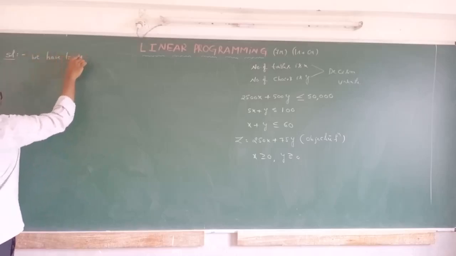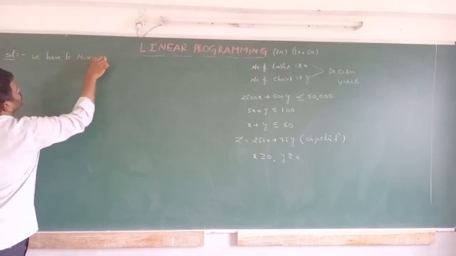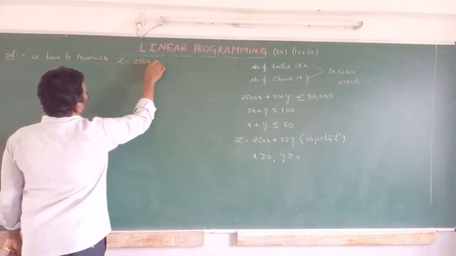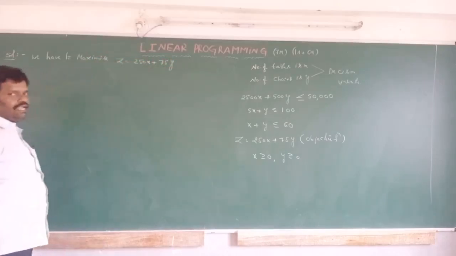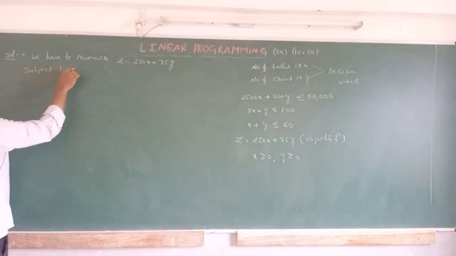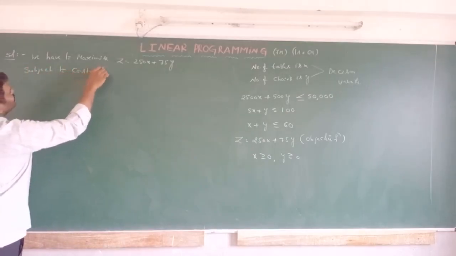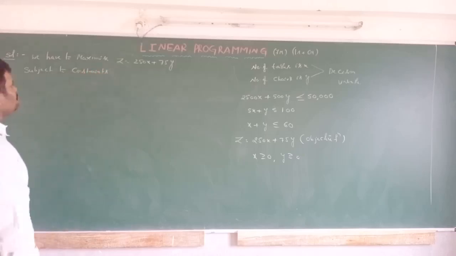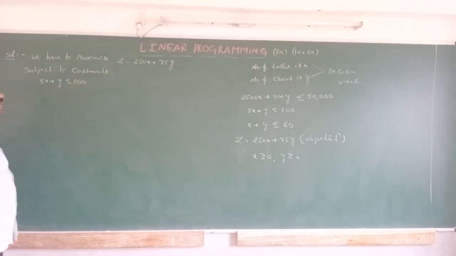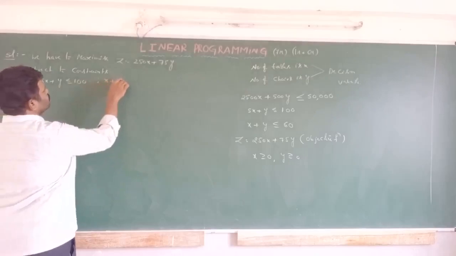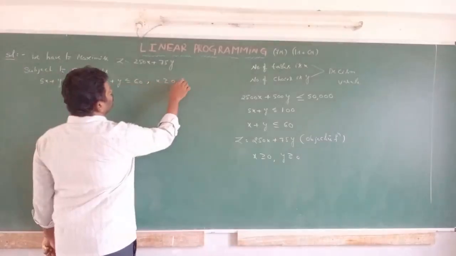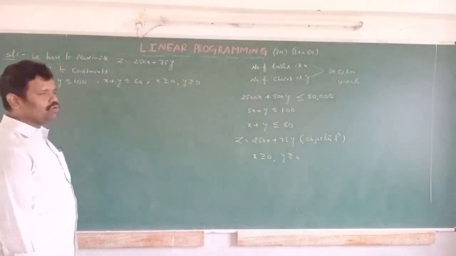We have to maximize z is equal to 250x plus 75y. Now, subject to constraints. Subject to constraints means which inequalities are there here? 5x plus y is less than or equal to 100. And the next one, x plus y is less than or equal to 60. And the next one, x is greater than or equal to 0, and y is greater than or equal to 0.